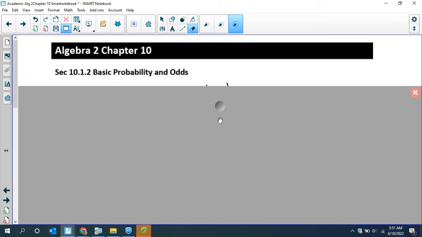All right, welcome to section 10.1.2. In this section, we're going to be looking at some basic probability. So we're going to have some definitions, and then we'll do some experiments and look at some things.